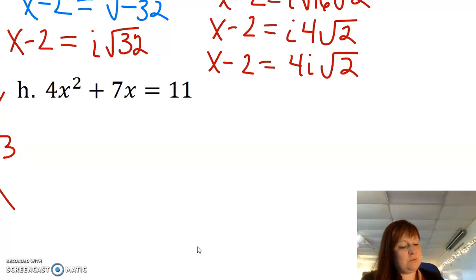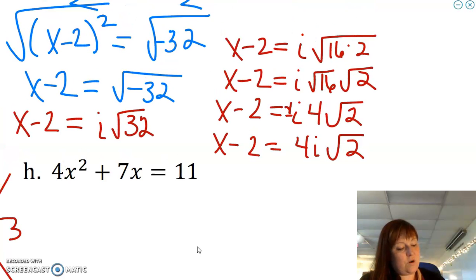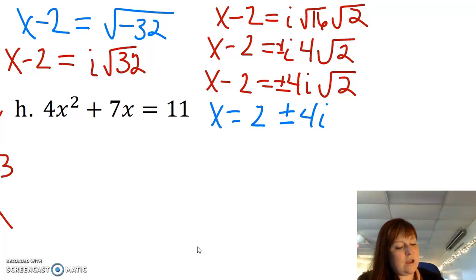And now, uh-oh, I forgot my plus or minus. That should be plus or minus 4. And the reason that I remembered that is because I thought, well, this has to have 2 solutions, right? So now I'm going to add 2 to both sides. And I'm going to end up with x equals 2 plus or minus 4i root 2.